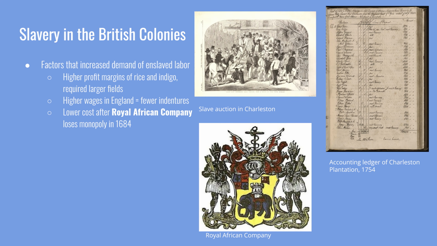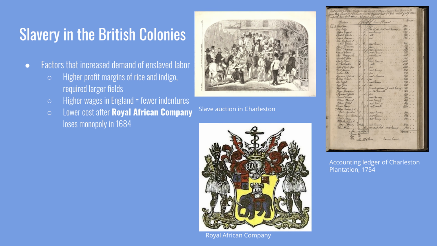Other factors that led to that increase in the use of enslaved labor was that British colonist farmers began to turn to new crops like rice and indigo. Rice needed to be grown in a specific way that required special knowledge. Enslaved Africans were more likely to have this agricultural knowledge, as some had grown rice in West Africa themselves. There was also an increase in wages in England, which meant there were going to be fewer people trying to sell themselves into indentured servitude.